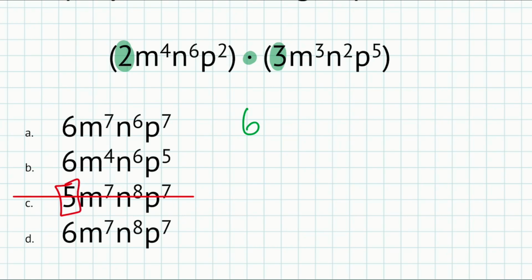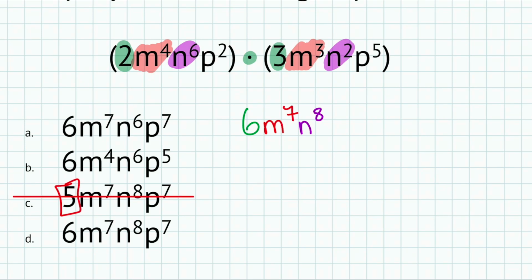Next up, let's take care of the same letters, the same variables. We have m to the power of 4, m to the power of 3, no other m's in place. Everybody, m to the power of 4 multiplied by m to the power of 3 gives us m to the power of 7. Look at that. There we go. Next up, keeping it going smooth. Here we go. We have n to the power of 6, n to the power of 2. Yep, add those exponents. Gives us n to the power of 8.